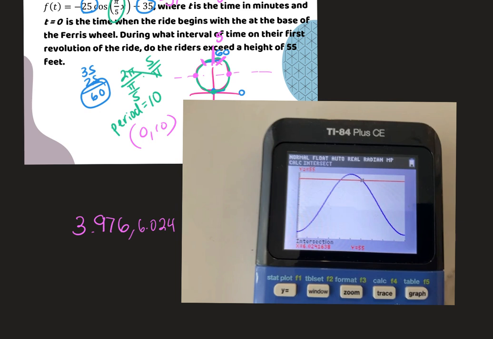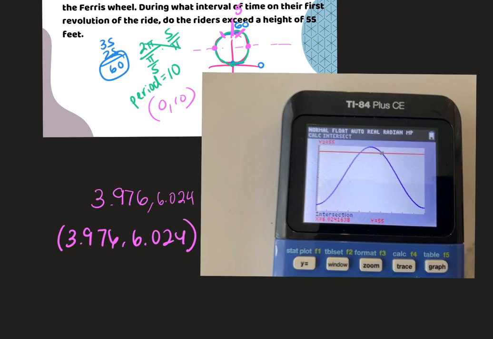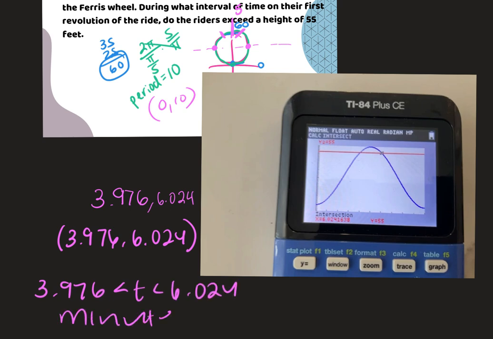So I can write that in two ways. It has to exceed the 55, so it can't include these points. In interval notation, this would be (3.976, 6.024). Or in an inequality statement, it would be 3.976 is less than t, which is less than 6.024. And again, this would be in minutes.